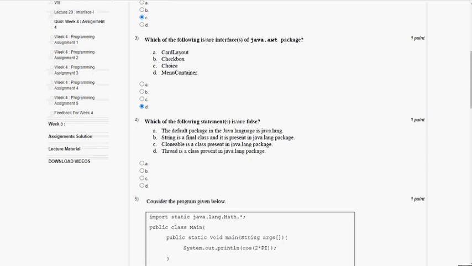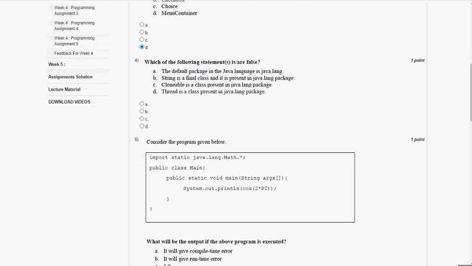Coming to fourth question, which of the following statement is or are false? So fourth question answer is option C. Clonable is a class present in java.lang package. So mark option C as correct answer for fourth question.